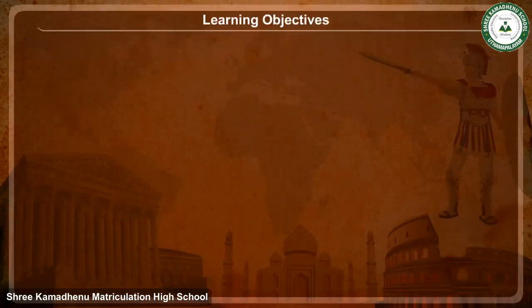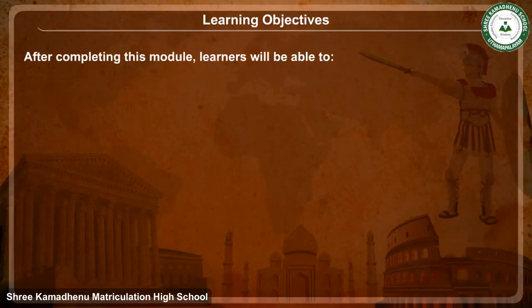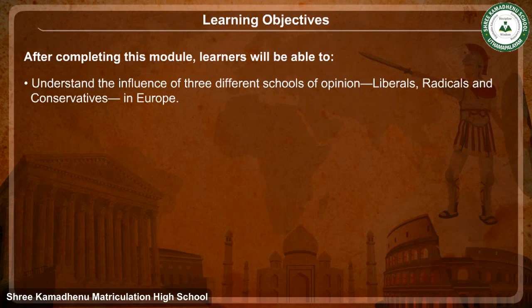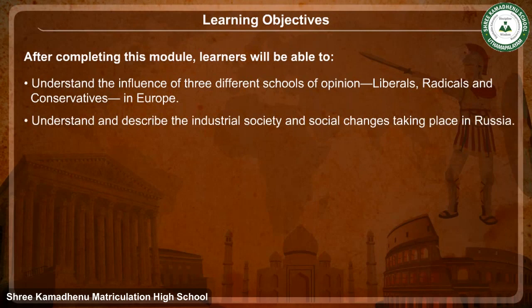Learning objectives. After completing this module, learners will be able to understand the influence of three different schools of opinion: liberals, radicals, and conservatives in Europe. Understand and describe the industrial society and social changes taking place in Russia. Describe the advent of socialism in Europe.